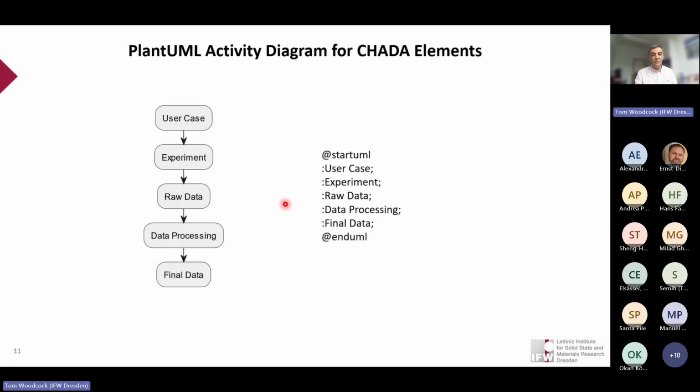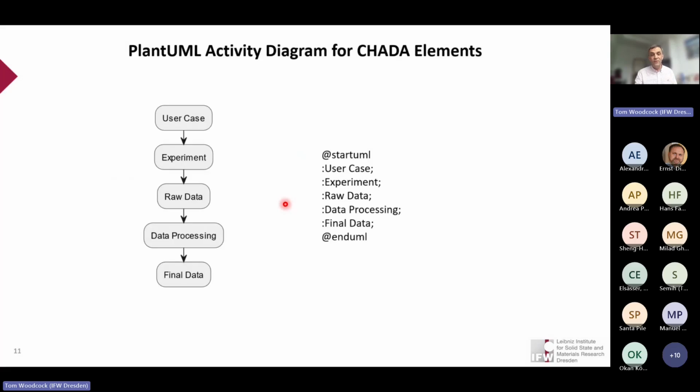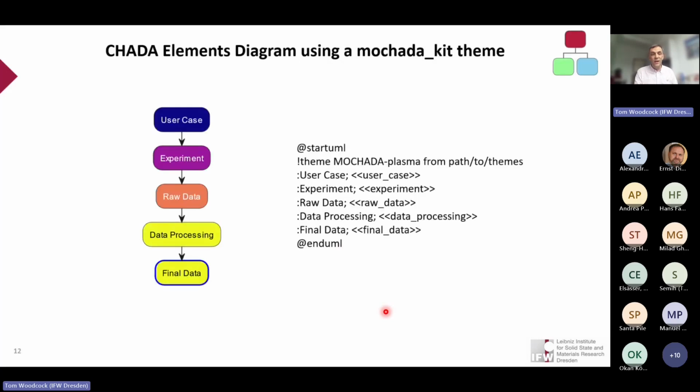And if I go back to my aims, already aim number 1 has been met by PlantUML. So we have automatic layout. I didn't have to draw any boxes or arrows. I just had to write those 7 lines of code and then run PlantUML on that text file. So let's see how we can apply a color code to that. So this is where MoCHADA kit now comes in.